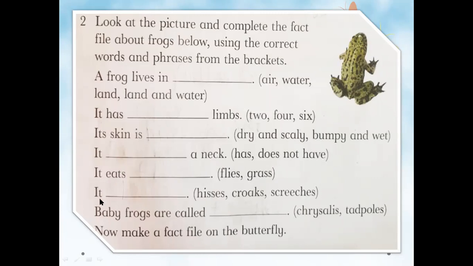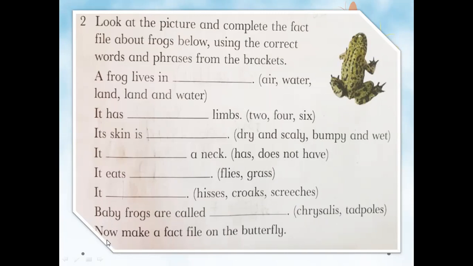The next one, it dash: hisses, croaks, screeches. What is the sound of a frog? Which one? Hisses, croaks, screeches. So think about it again. Baby frogs are called chrysalis or tadpole. Which one? Which one will be the correct word here?